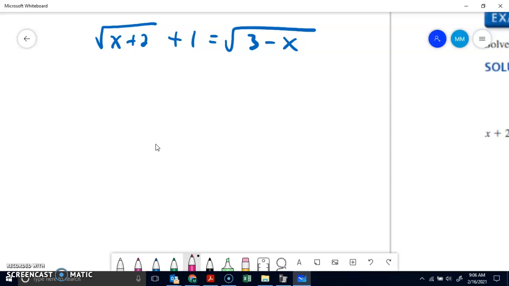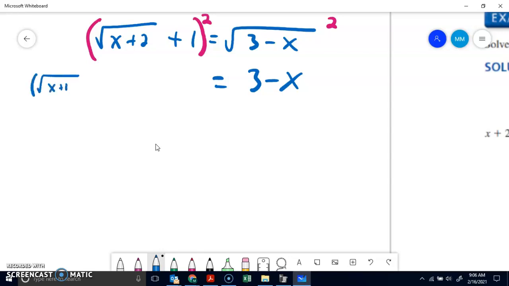So what I need to do is, how do I get a radical by itself? Well, I do have a radical by itself. On the right-hand side, this radical is by itself. So I can go ahead and just go on to squaring both sides. But remember, I can't square these terms separately. I am squaring this side as one whole quantity. So I square both sides. On the right side, the square and the square root cancel. On the left side, what I have is the square root of x plus 2 plus 1 squared means times itself.